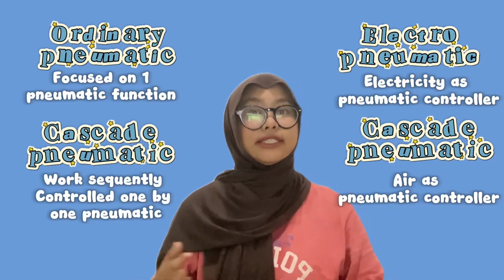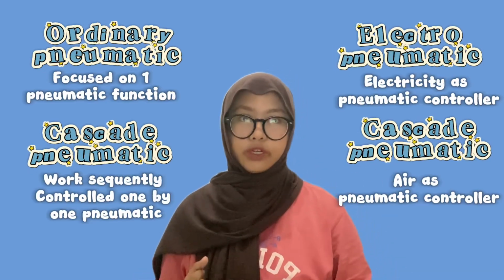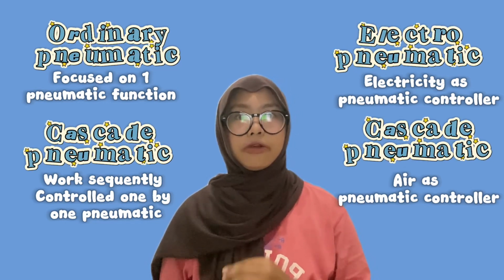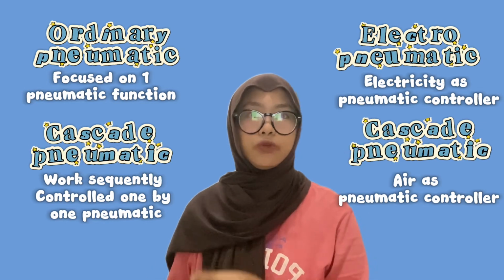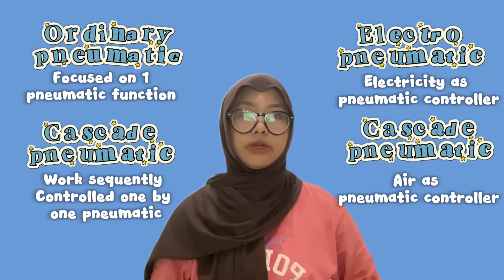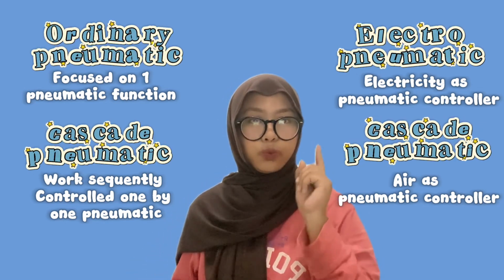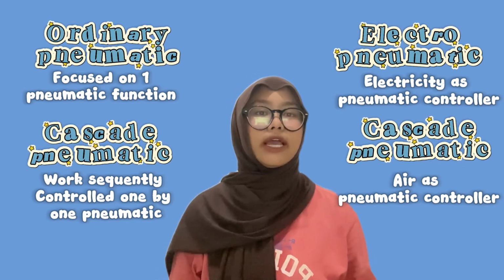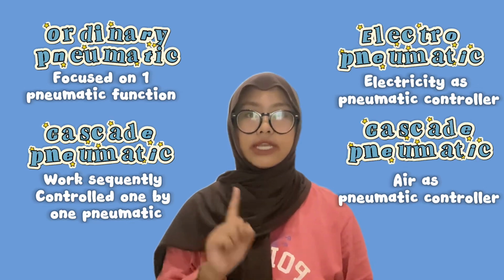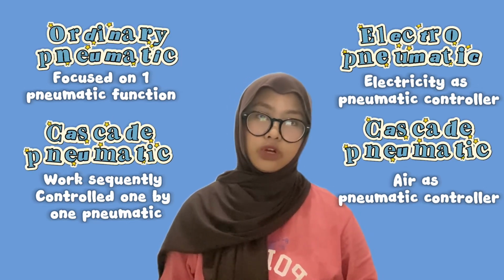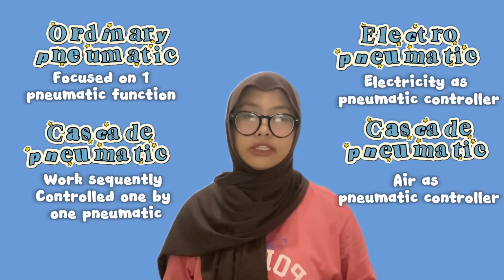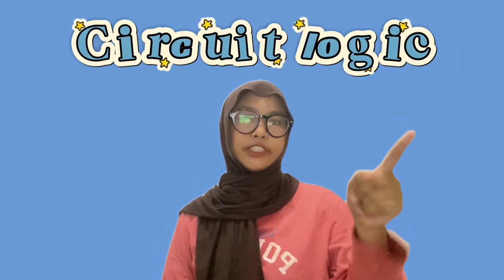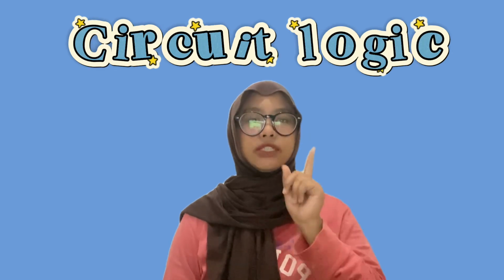So guys, cascade is a pneumatic control method where cylinders work sequentially, so they are better controlled one cylinder movement at a time, while ordinary pneumatics focus on one function of a cylinder. Electropneumatics uses electricity as the pneumatic controller, while cascade uses air as the pneumatic controller. After this, let's jump into the circuit.